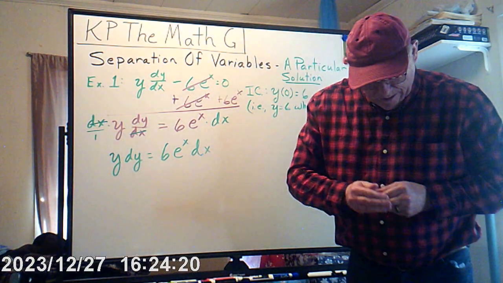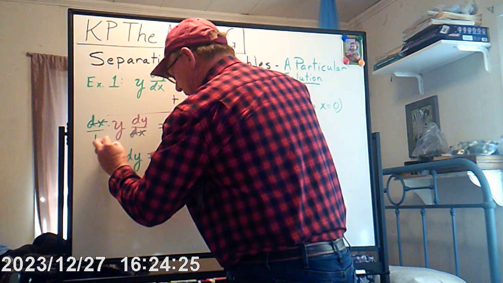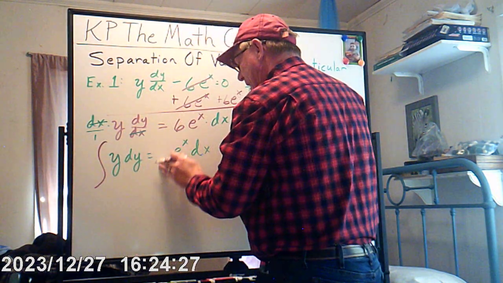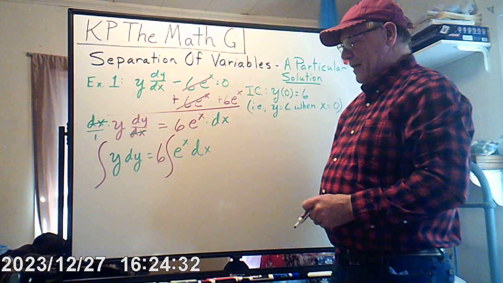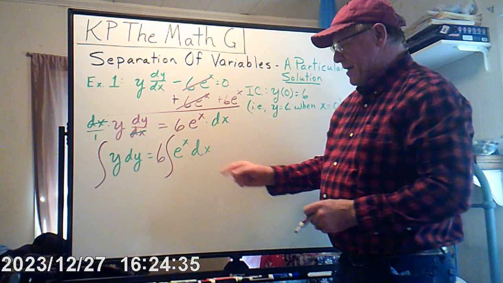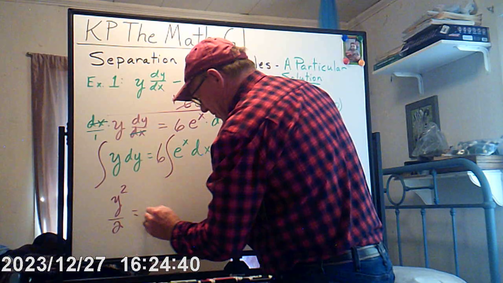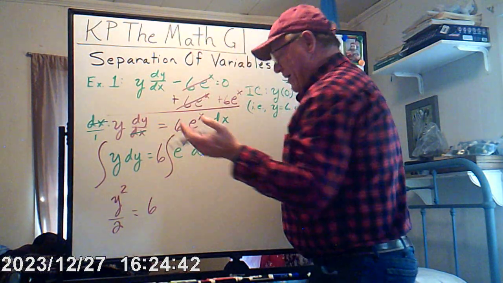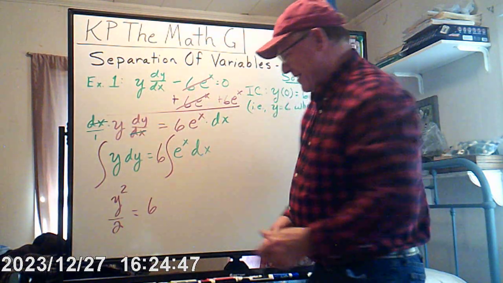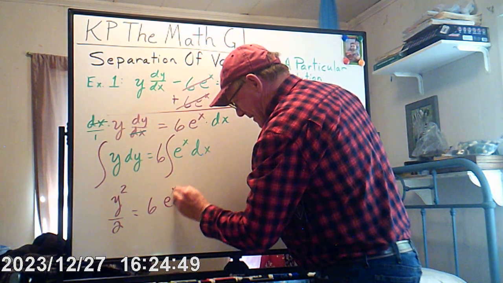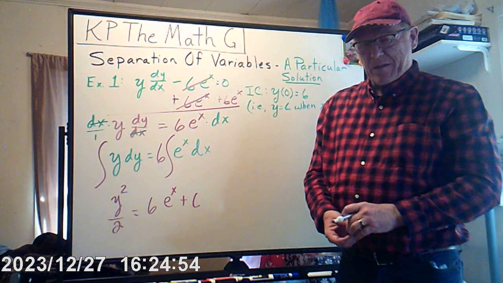Now once we separate the variables, you know what to do. We integrate. I'm going to move the 6 out of the way just a little bit, and I'm going to integrate both sides. This is easy to integrate, isn't it? This is y squared over 2 equals 6. What's the antiderivative of e to the x? e to the x, isn't it? So 6e to the x plus c. Does everybody see that?